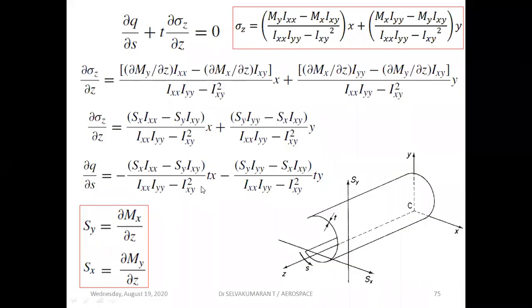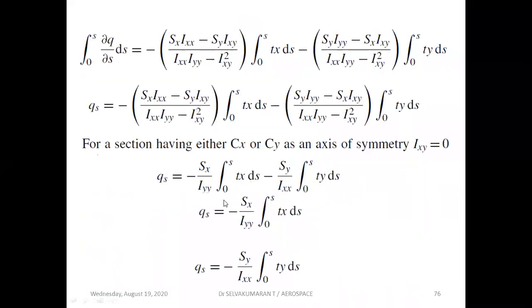Now this is the expression. Now I want to integrate it because I want q. So here you can take it, just multiplying by ds on either side. I'm integrating between the limits 0 to s. If you integrate this left hand term, I'm getting q suffix s, that is equal to shear flow. You can see this expression, so this is the shear flow expression for the open section.